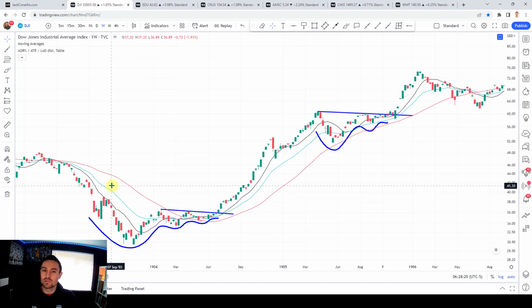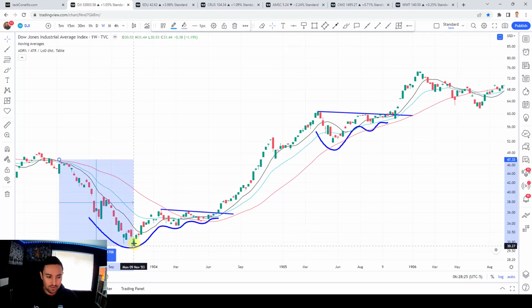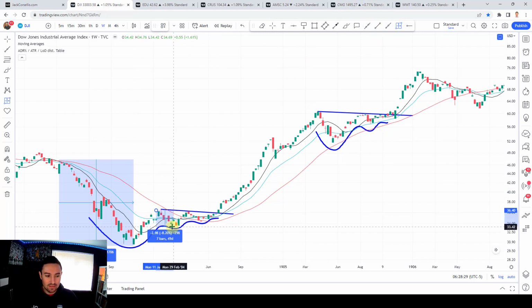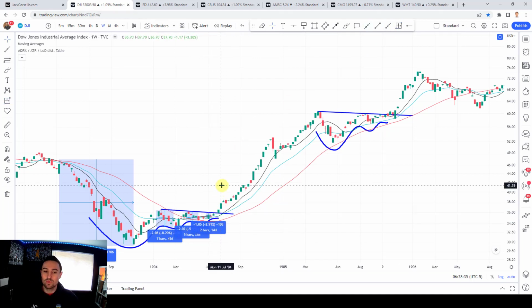So if you look at the depth of the contractions here, the first one is obviously very, very deep, 36%. But as you start working from left to right here, do you see how the next contraction is then 8%? The next contraction is then 5%. The next contraction really starts tightening up, goes down to a couple of percent. This, in essence, is what you're looking for from a VCP.